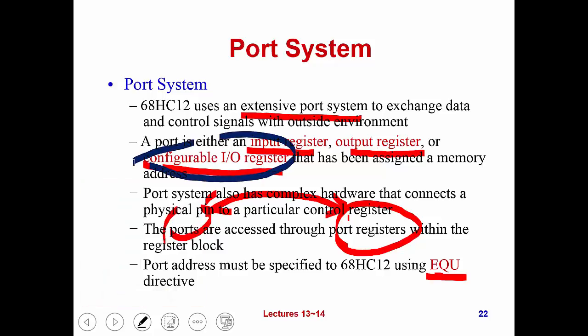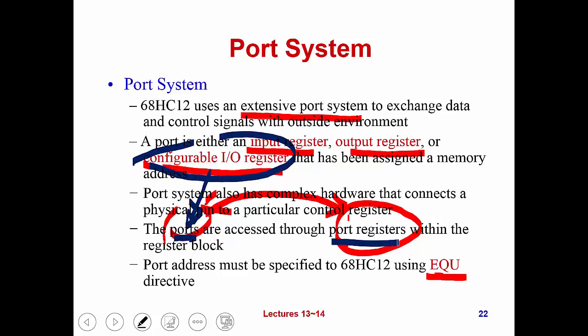some ports are configurable. You can configure either to be input or output. We can even configure an individual bit of a port to be input and some other bits to be output. We can configure this port by configuring its corresponding registers. So we have port and port registers.